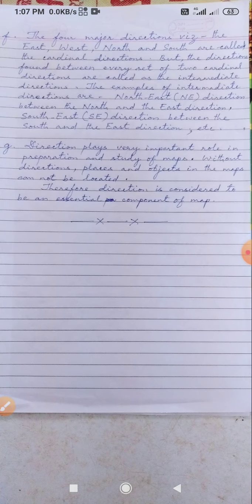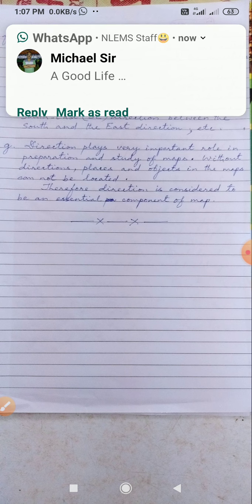So direction plays a very important role in preparation and study of maps. Without direction, places and objects in the map cannot be located. Therefore, direction is considered to be an essential component of the map. Essential component, integral component, indispensable component, words like that you can also use, without which the other things cannot be shown.